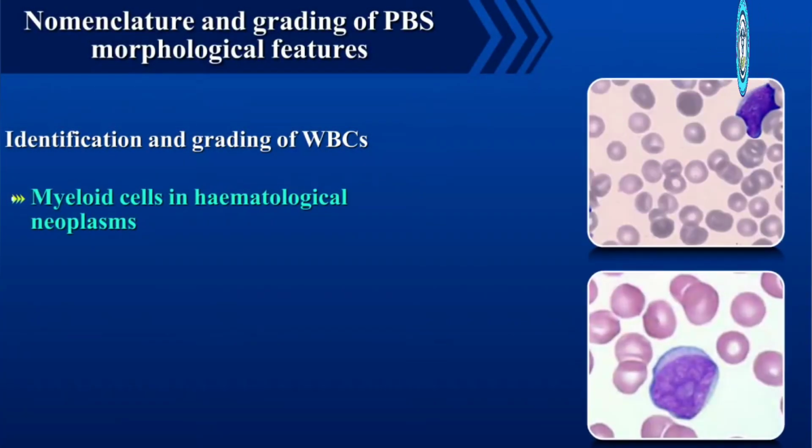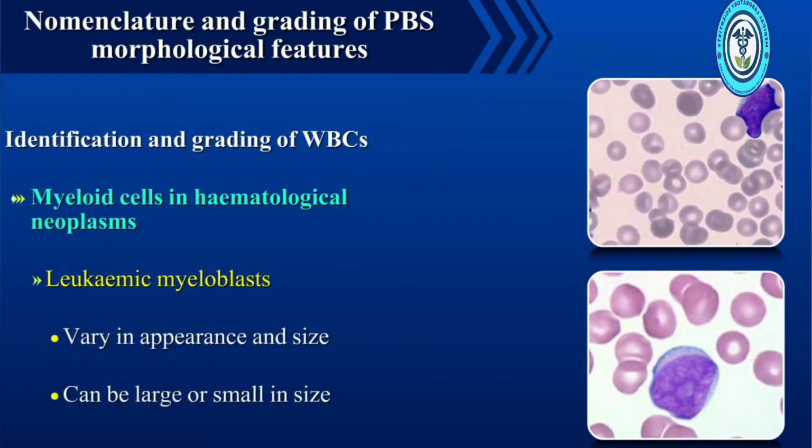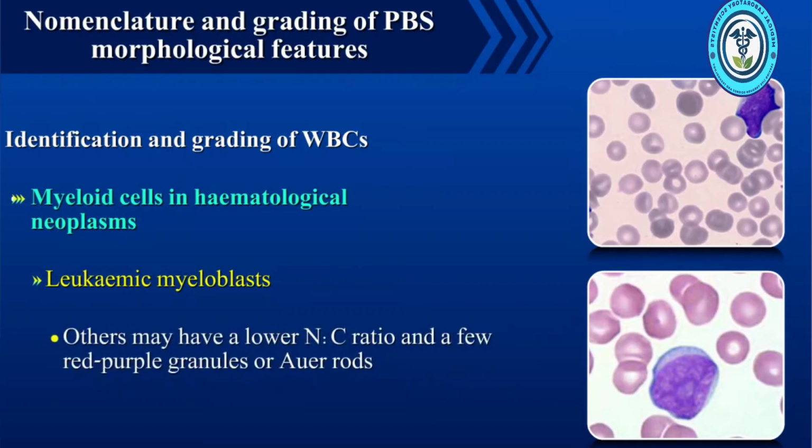Myeloid cells in hematological neoplasms. Leukemic myeloblasts vary in appearance and size. They can be large or small in size. Some may have a high nucleus to cytoplasm ratio, uncondensed chromatin, and usually one or more prominent nucleoli, while others may have a lower N to C ratio and a few red to purple granules or Auer rods.